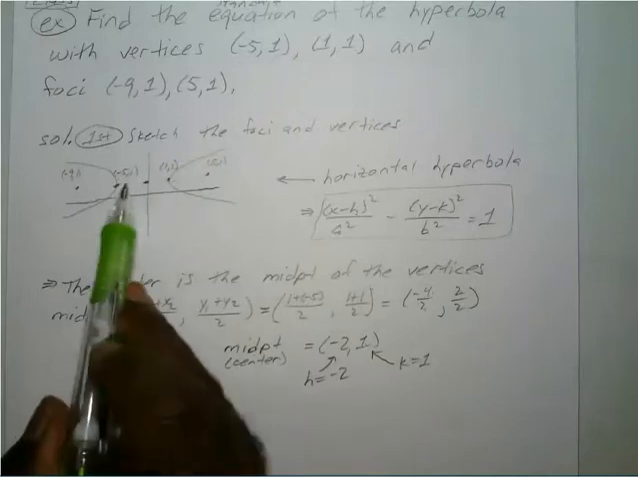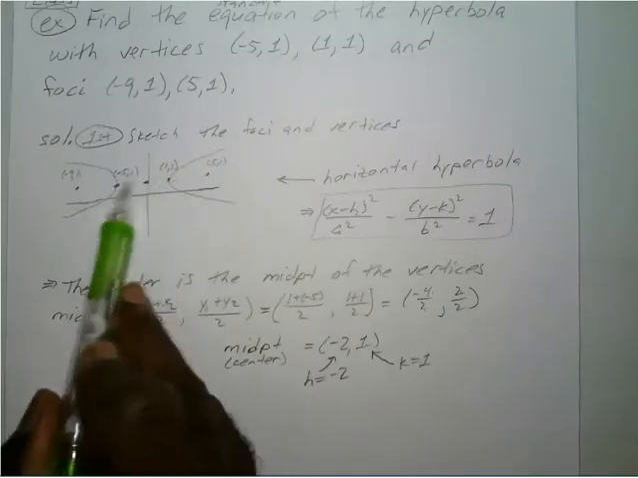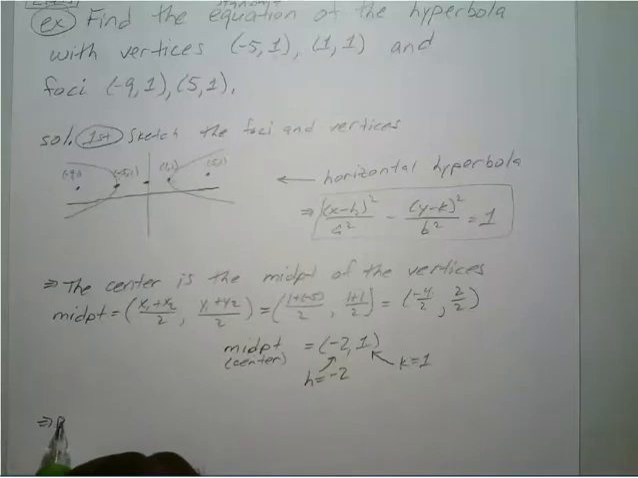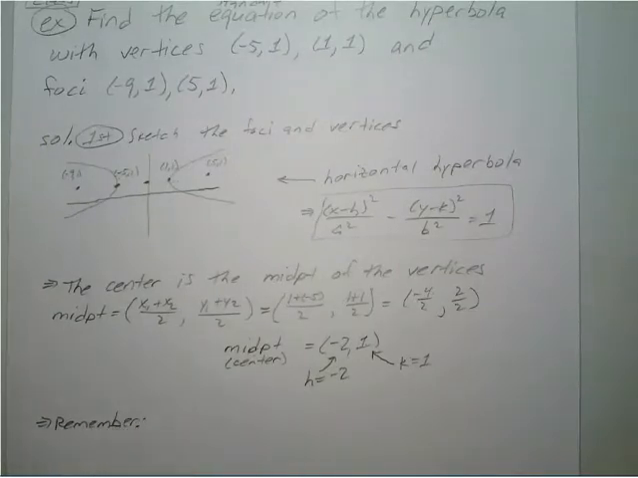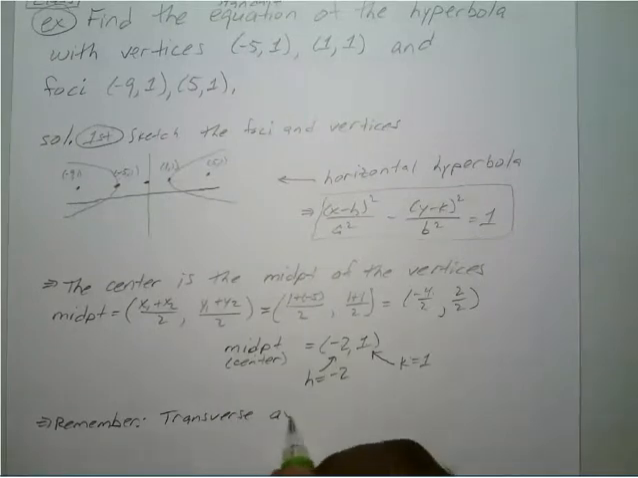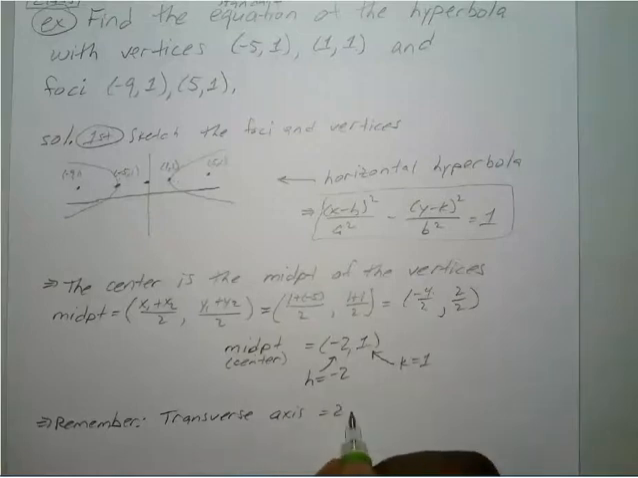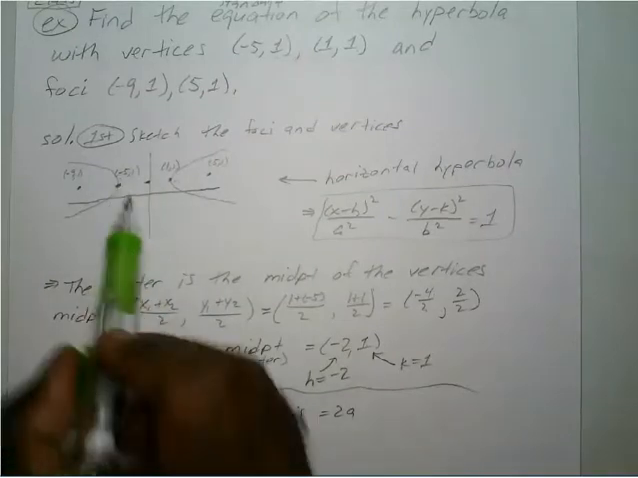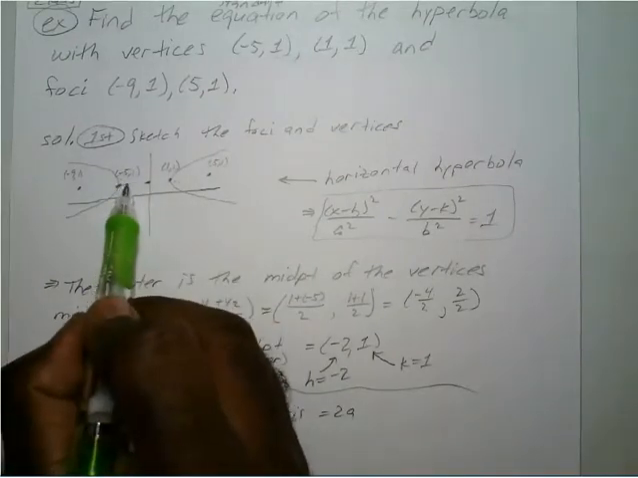Now, the one thing we can see here, just using this, is that your transverse axis equals 2a. Your transverse axis is the line right between your two vertices.